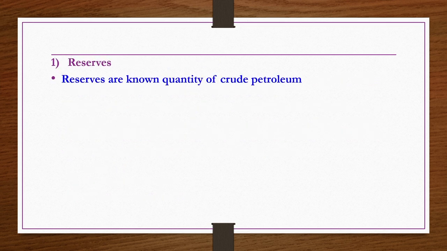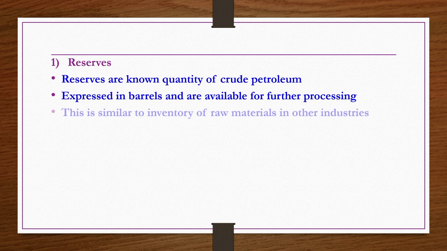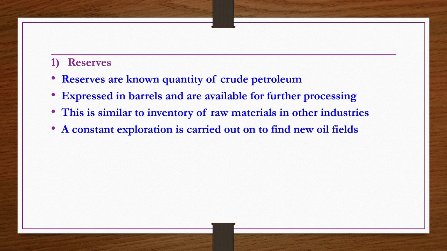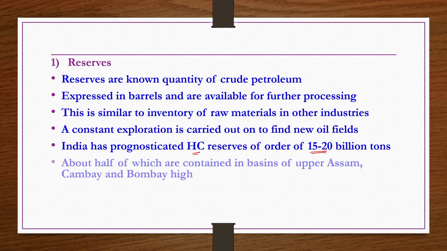Reserves. Reserves are the known quantity of crude petroleum, expressed in barrels, that are available for further processing. This is something like the inventory of raw material for any chemical industry. Whatever reserves we are talking about in the petroleum industry may be regarded as the raw material inventory of any chemical industry. A constant exploration is carried out to find new oil fields in general. India has prognosticated hydrocarbon reserves of the order of 15 to 20 billion tons, that is the expected figure, it may be more or even less than that.